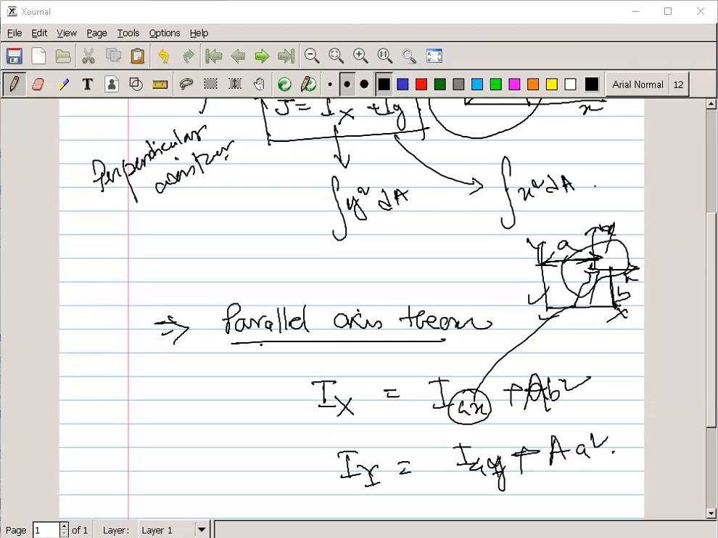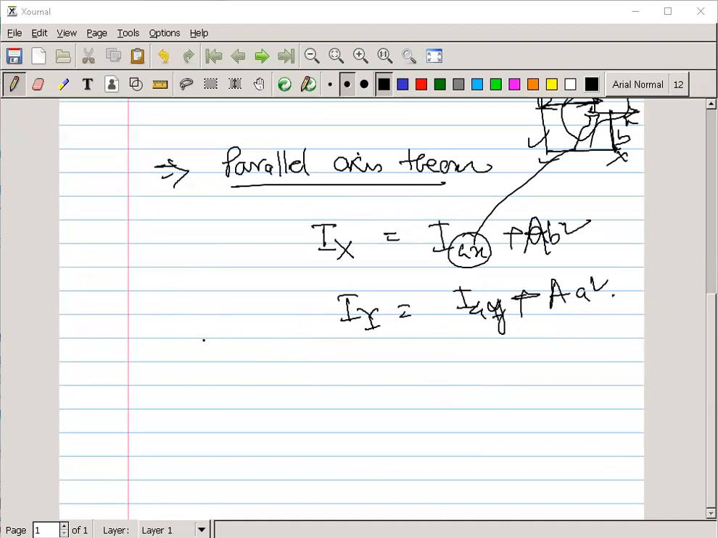Yes, sir. Okay, now what we have to do today is start some numerical problems on finding the moment of inertia of any body. In finding the moment of inertia of any body, we have to use this formula only.